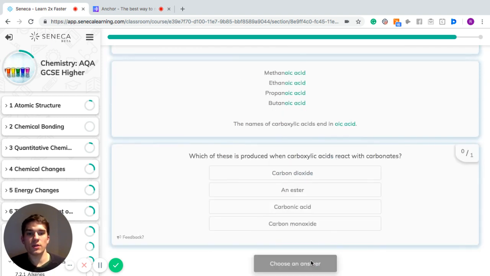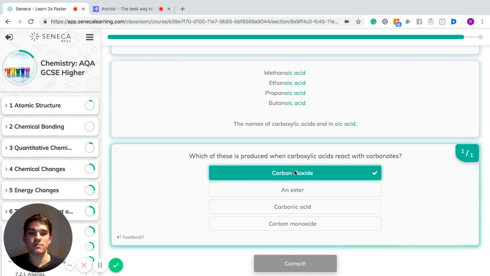Which of these is produced when carboxylic acids react with carbonates? So carbon monoxide is not the answer, carbonic acid is not the answer, an ester is the reaction of carboxylic acids and alcohols, so carboxylic acids and carbonates produce carbon dioxide.